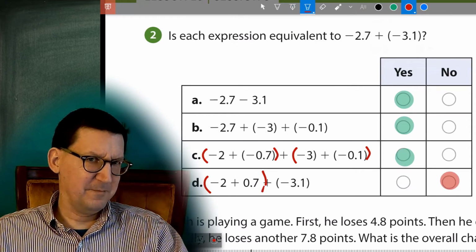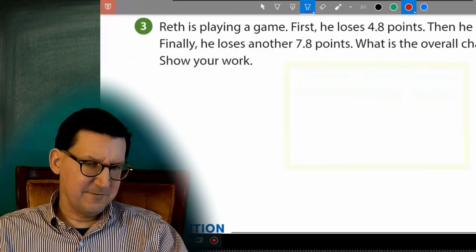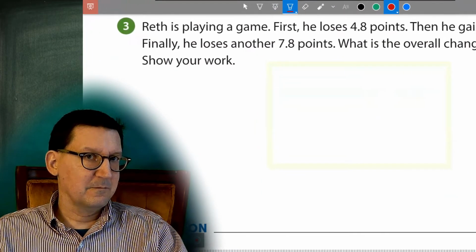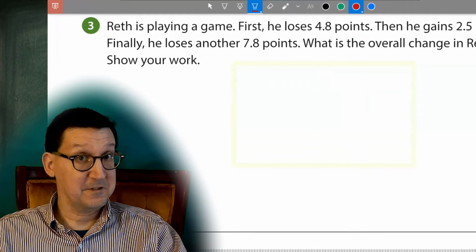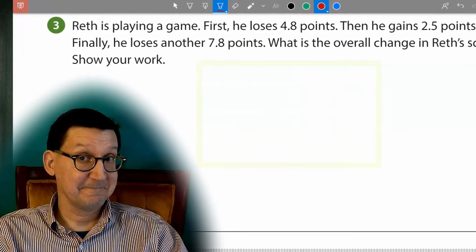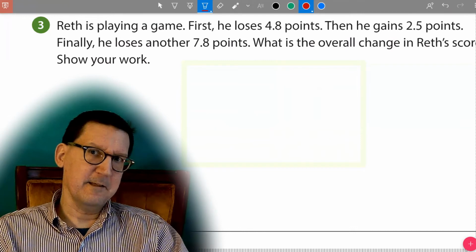So how'd you do on that one? Did the last one trip you up a little bit? Yeah, it's all right. You just have to look pretty closely at what the problems are actually saying and keep track of those negatives and if you're adding or subtracting. Let's look at number 3 together.